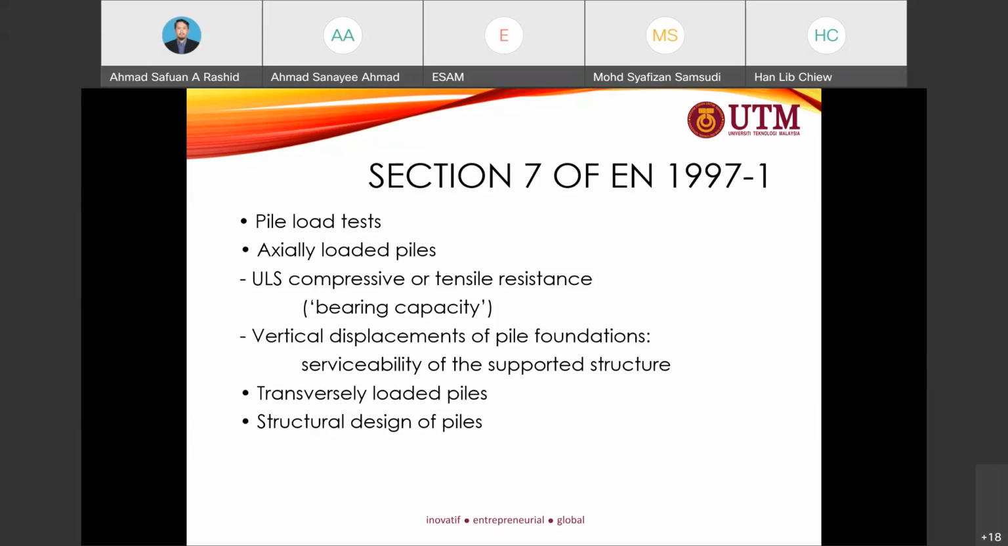Then we may discuss the axially loaded pile. This discussion is more related to the calculations to determine the bearing capacity. So the discussion in section 7 covers vertical displacement of the pile, which is related to the serviceability of the supported structure, and then there are discussions on the transversely loaded pile and structural design of pile in the same section.